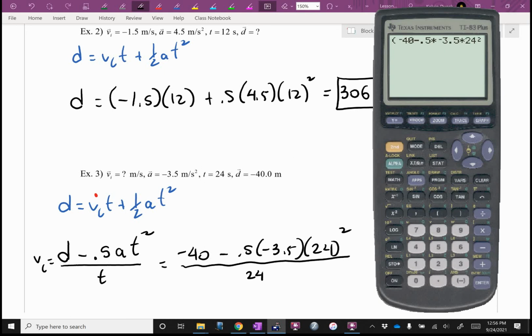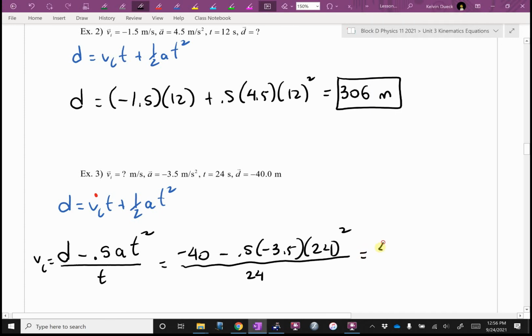Now what? Close off the top. Divided by, do I need to open up a bracket? Okay. And I got 40.33333, 40.3. Units, it's a velocity. Meters per second.